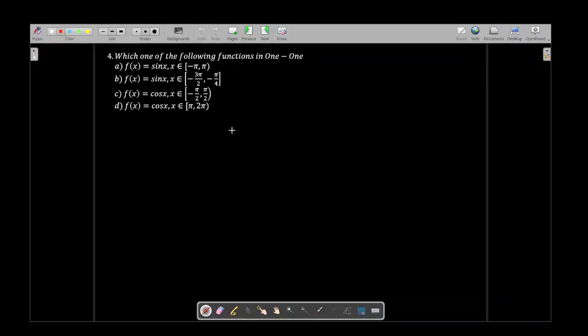Hello and welcome. Let's continue our discussion on problems on types of functions. So here we have to check which one of the following function is one-one. So we have actually sin x and cos x. So let us plot both cos and sine in the range minus 2 pi to plus 2 pi.